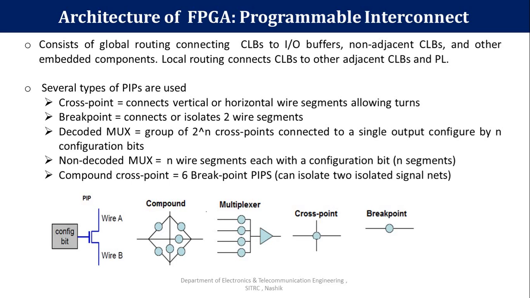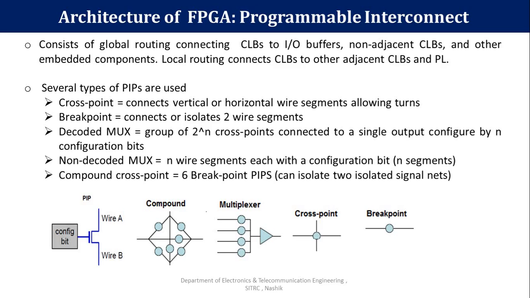There are several types. First, cross point programmable interconnection points, then break point, then decoded mux, non-decoded mux, and compound cross point. Below, you can observe first the cross point. The cross point connects the vertical and horizontal wire segments, which allows the turn. Simple vertical and horizontal wires, these two wires, the connection is made by the cross point PIPs.